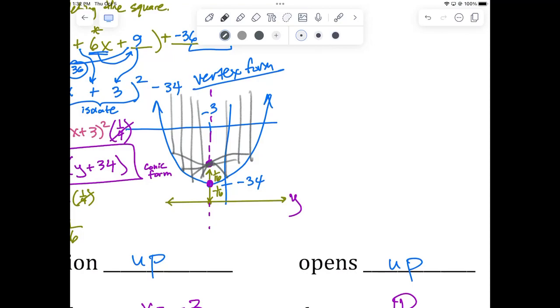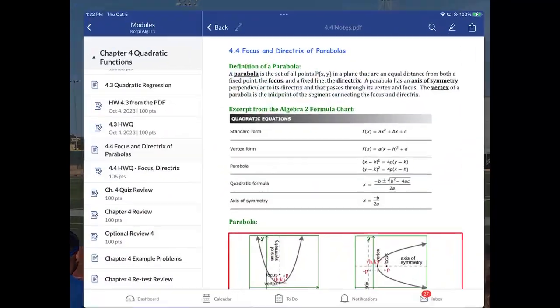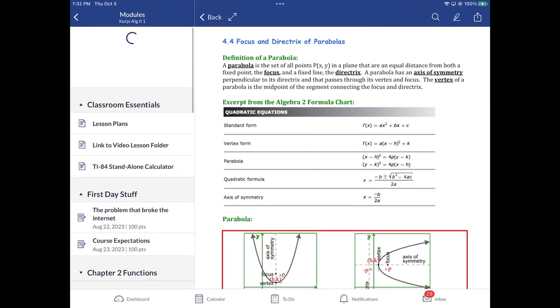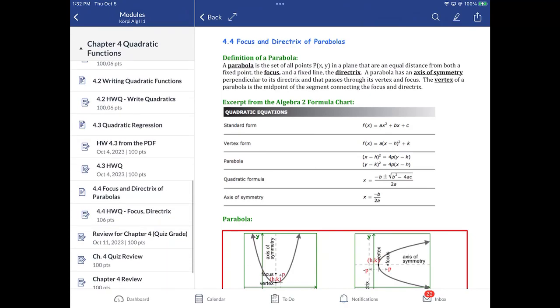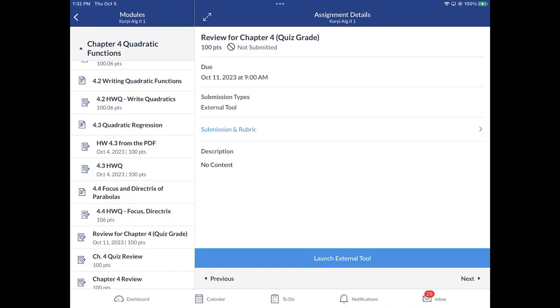All right. You have a quiz tomorrow over chapter 4, right? It's all of chapter 4. There is a review that I activated this morning in Canvas. Let's take a look at that real quick. The review in Canvas. Where is it? Let me refresh here. It says review for chapter quiz grade. All right. This is not going to be due until we take the test next Thursday. So this will be due Thursday morning.